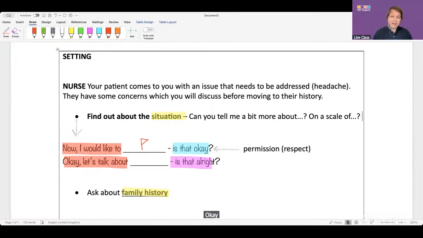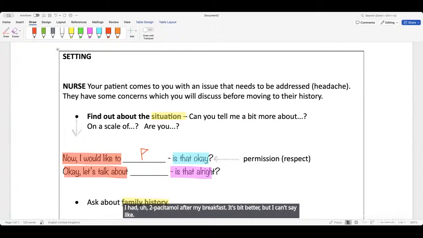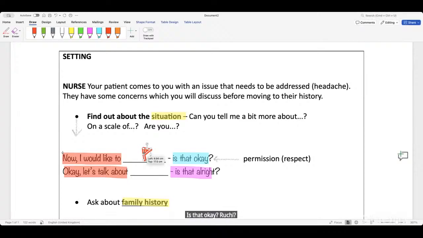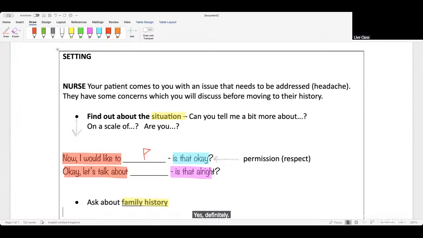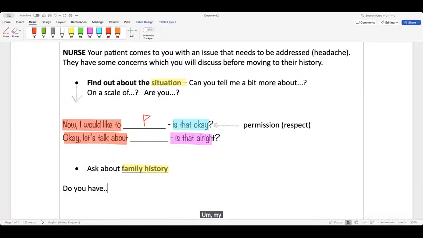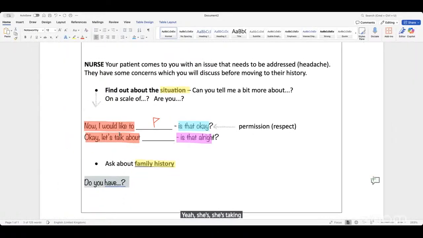Okay. And are you taking any medication? I had 2 paracetamol after my breakfast. Okay. It's a bit better, but I can't say properly. Okay. Well, that sounds really difficult, and I'm sorry to hear that. Now, I would like to talk a bit about your family history. Is that okay, Ruchi? Yes, definitely. Okay. And do you have any family history of migraines? My mother, she's been suffering from headaches for quite a long time. Yeah, she's taking medication regularly for that.